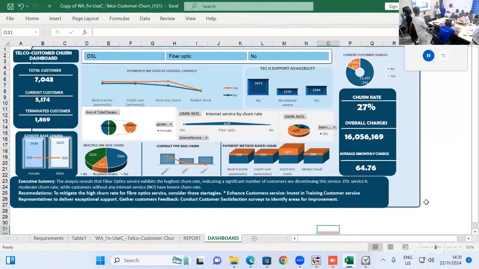Okay, so now let's look at it. What is so interesting about this dashboard is that the churn rate of 27% calls for immediate attention. It is an indication that there is poor customer satisfaction. Number two, it means that they need to enhance customer service, because if customers are not satisfied with their service, they cannot continue to do business with you, they will quit your services.